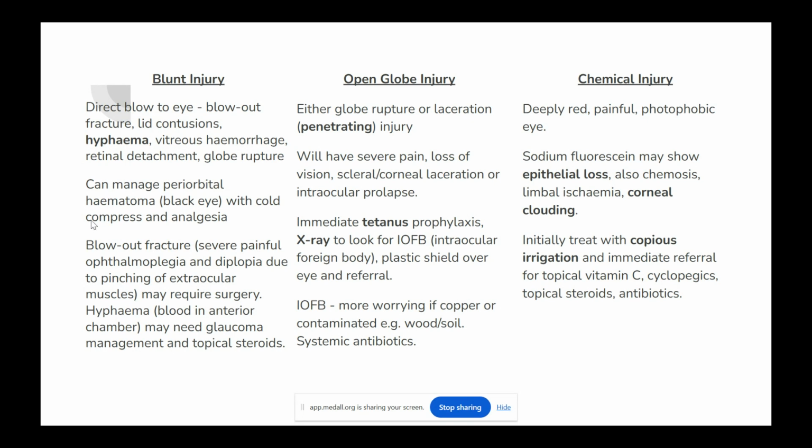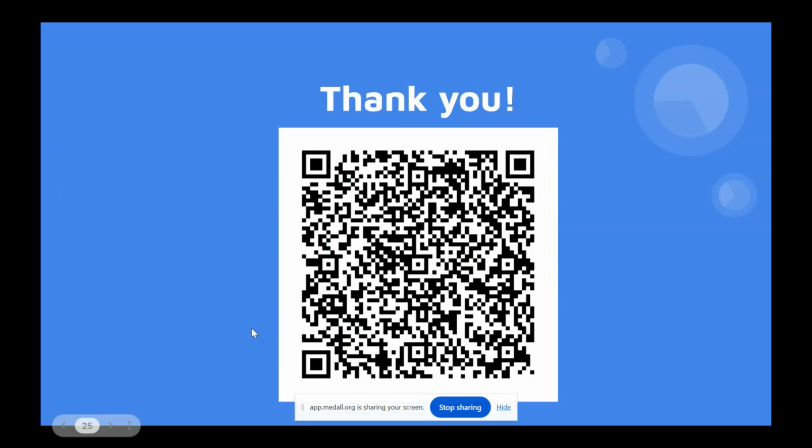A lot of the times you would do a cold compress and analgesia, and you want to obviously do an x-ray to check the extent of it. They might require surgery again, and then, for example, if there's blood in the anterior chamber, it might press on the drainage angle of the aqueous humor and result in glaucoma or an increase in your intraocular pressure. So you might want to manage that accordingly. And yeah, that's pretty much it for your traumatic causes.